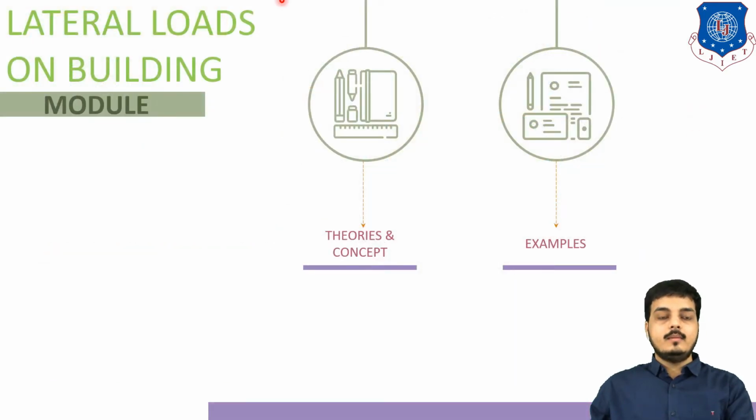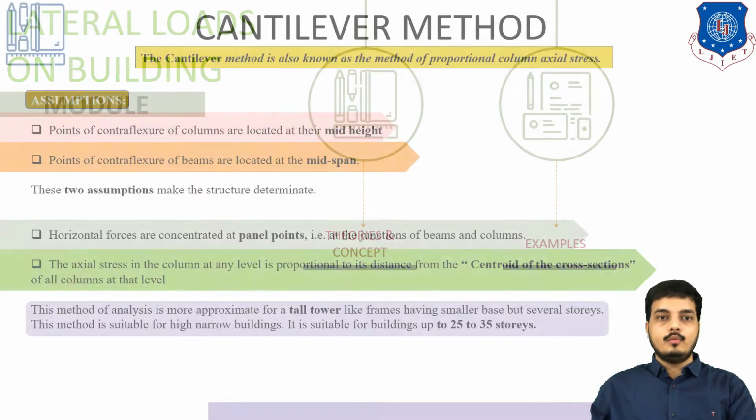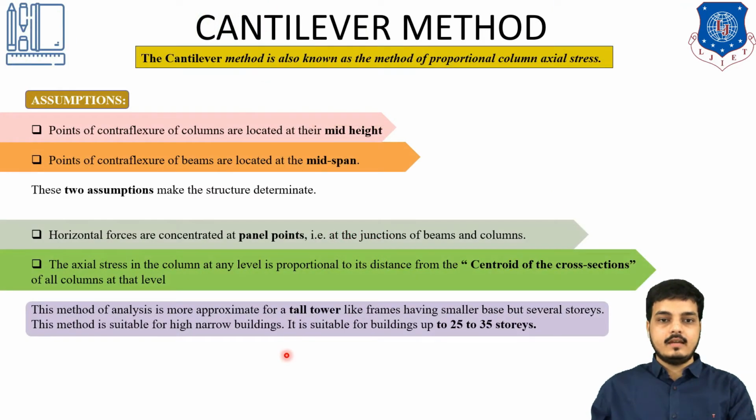Now in today's session, we will be covering an example on the cantilever method. Before starting, just have a look: we have studied that the cantilever method is also known as the proportional column axial stress method. The previous method, called the Portal method, had column shear proportional. Here we will be taking care of axial stress.